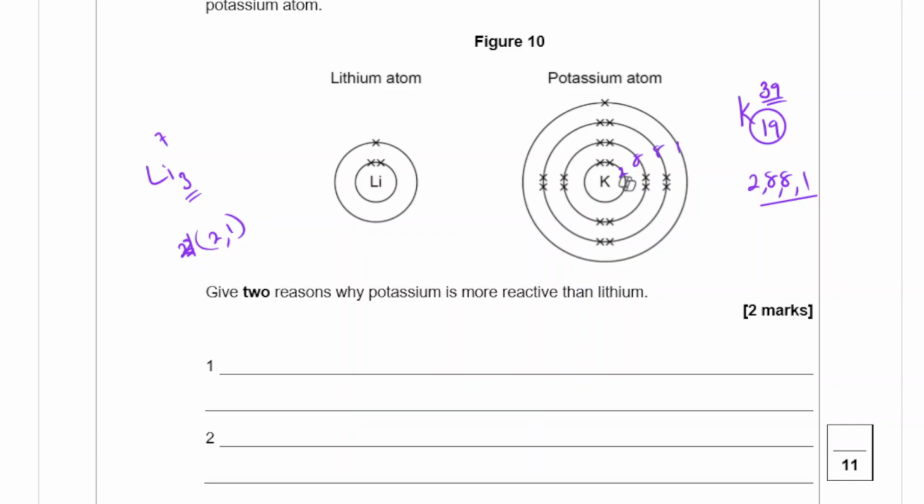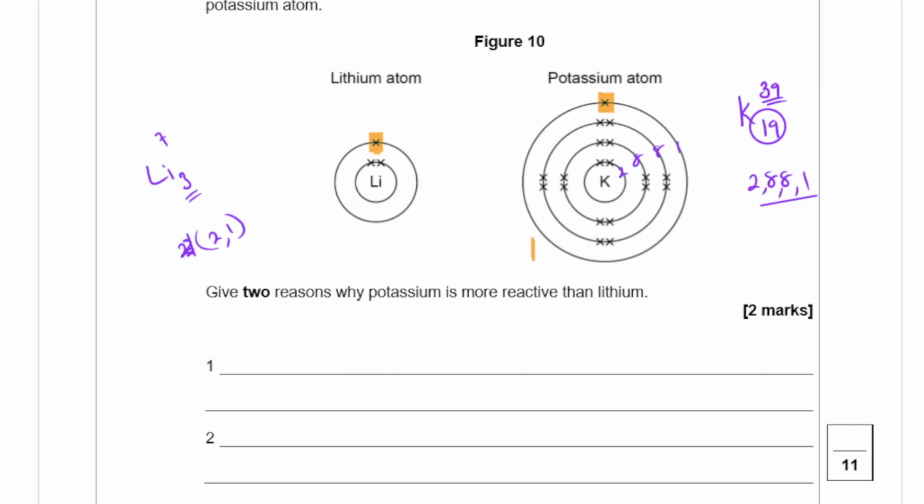Right? Now, how these 2 atoms actually react is by losing the electron in the last shell. So lithium tries to lose that electron to become reactive. Potassium is losing that electron in the last shell. Right? So whichever atom loses this electron easily is more reactive, right?